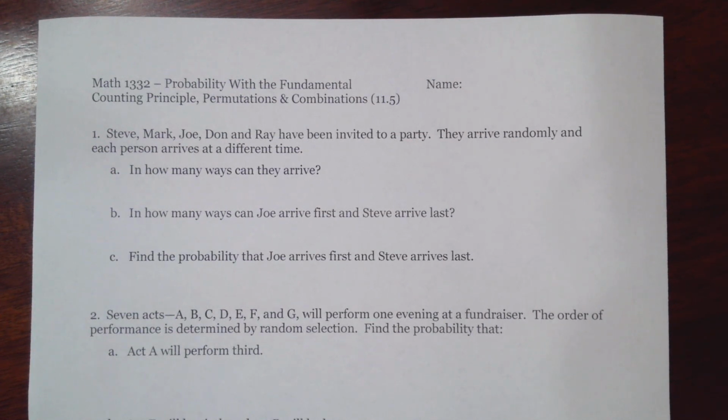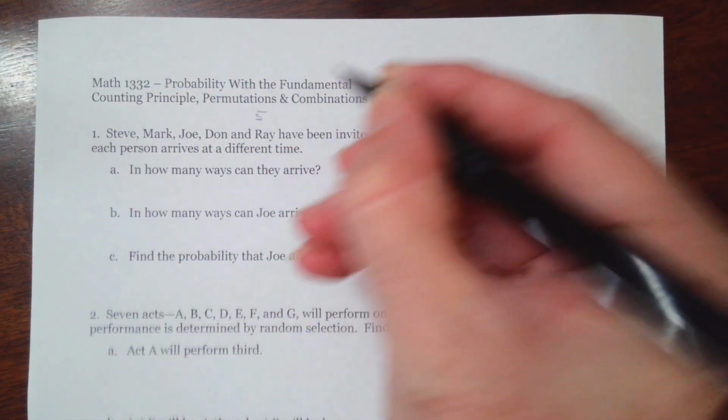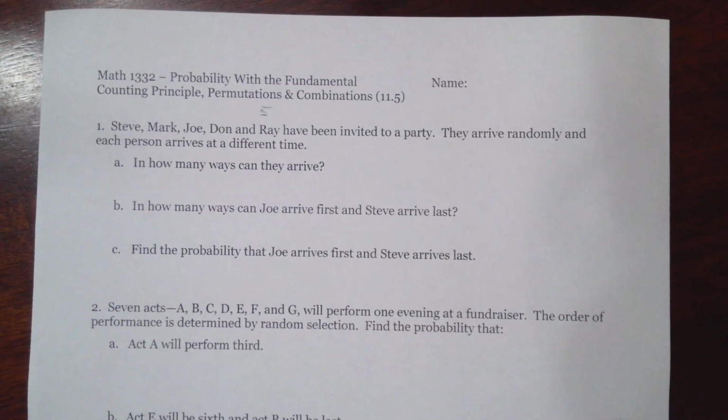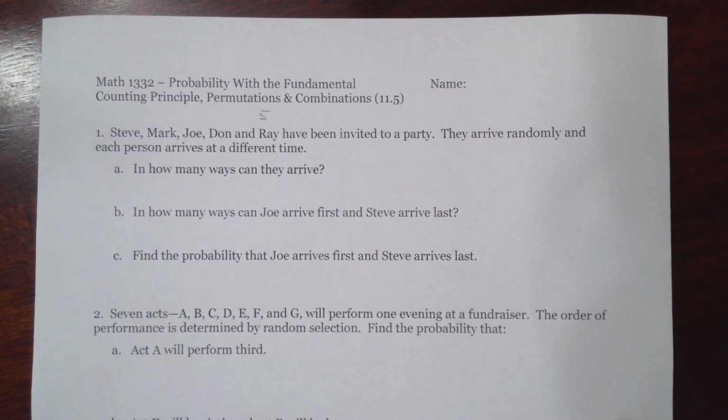We have Steve, Mark, Joe, Don, and Ray. So notice there's 5 people there that have been invited to a party. They arrive randomly, and each person arrives at a different time. So nobody's showing up at the same time. And how many ways can they arrive? And so these are 5 different people, and order matters here. Like we care about who's first, who's last. Order matters here. All right, and how many ways can they arrive?